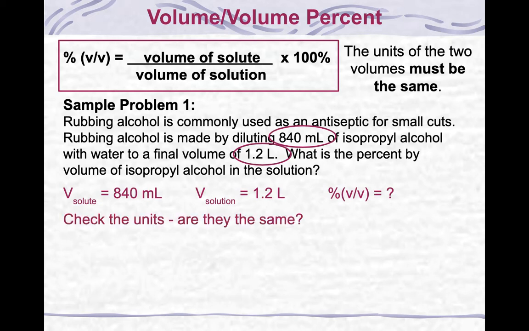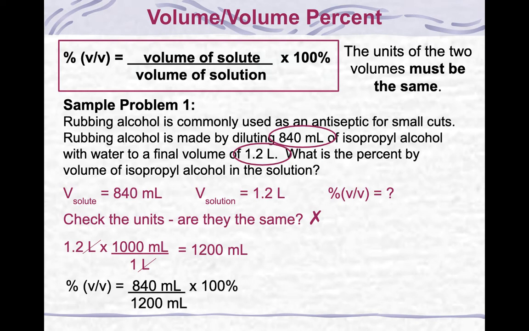So we have to check our units. They are not the same, so we need to change one. We can either change the 840 milliliters to liters, or we can change the 1.2 liters to milliliters, which is the one that I'm going to do. So 1.2 liters, there's 1,000 milliliters in a liter, so this is 1,200 milliliters. So 840 milliliters has been added to water to make 1,200 milliliters total.